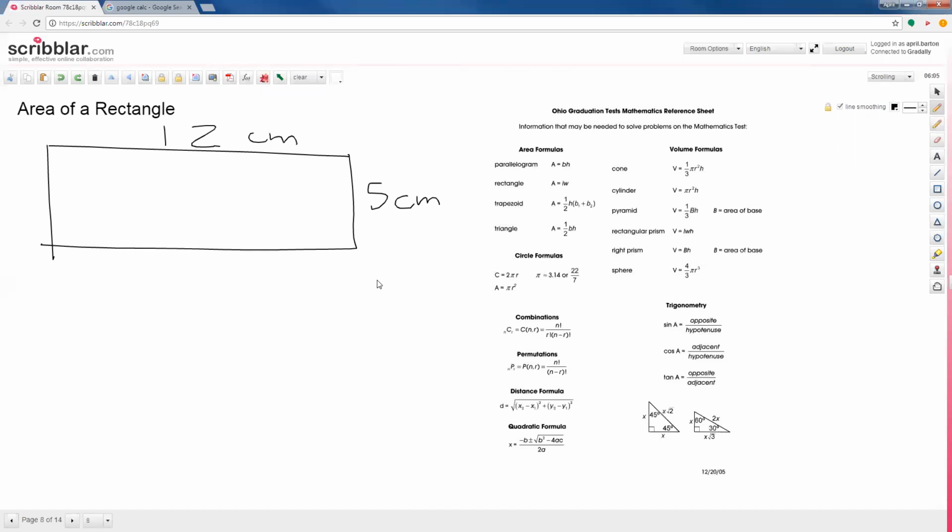So let's move on to some other shapes. This is a rectangle. This is one of the easiest areas out of them. So rectangle, we go over to our formulas, and it's length times width.